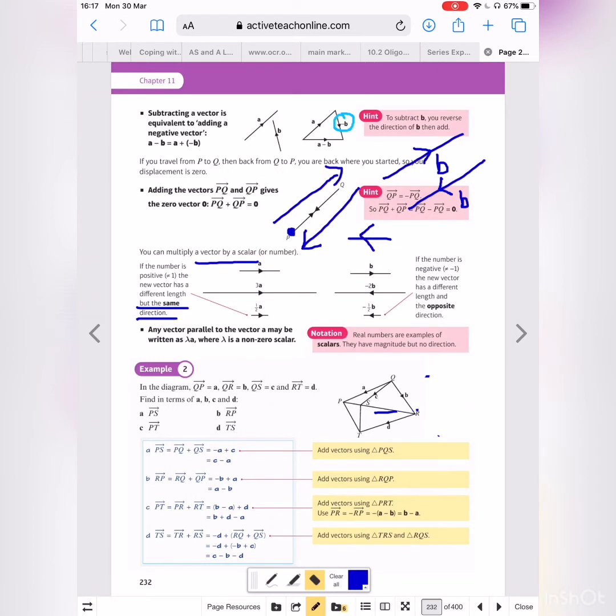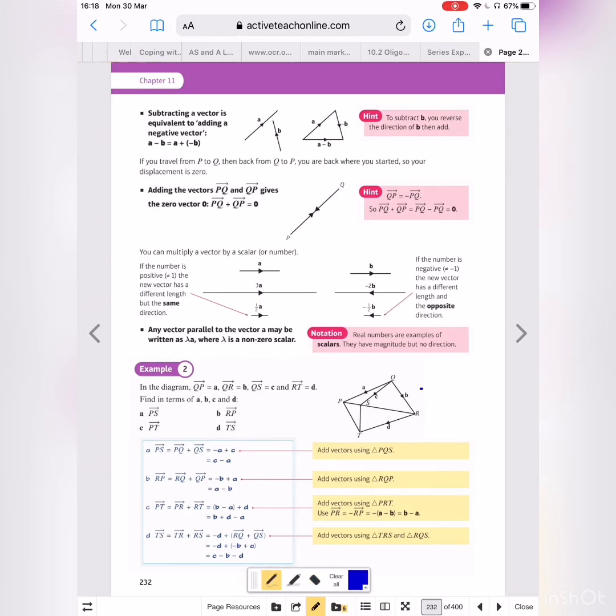Any vector parallel to the vector may be written as lambda A. So you will see that all that lambda means is that it's a multiple. That's all lambda means. It's a Greek letter, but it does just mean a multiple. Therefore, you would know that it must be parallel. So if this was A and this was lambda A, this one here, you know that actually those are parallel. They're not the same length, but they are parallel because it's all around A, and A, remember, is the direction. We've just changed the magnitude there.